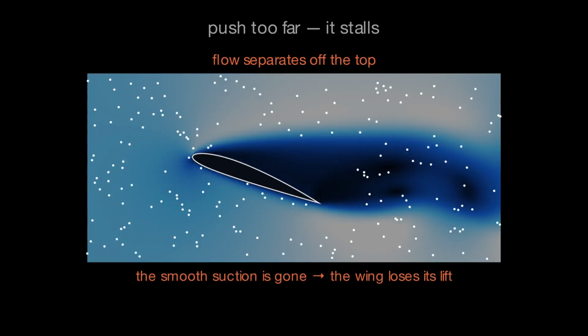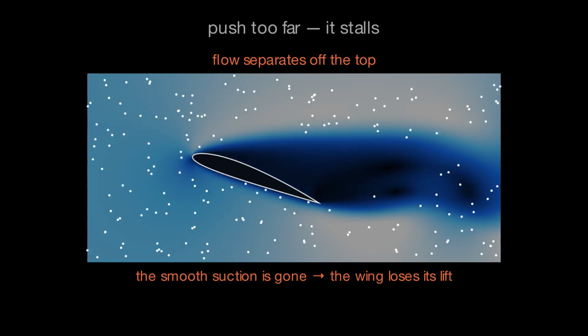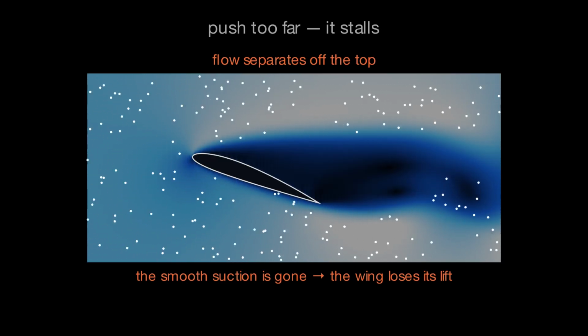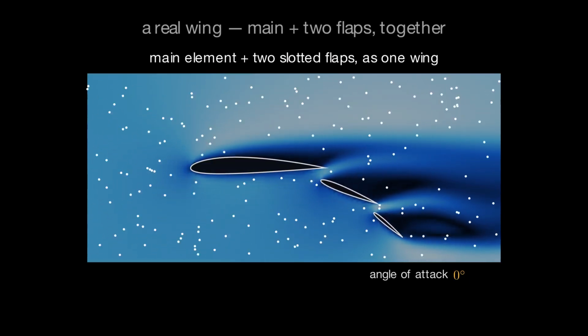Tilt it too far, and the air can't cling to the top anymore. It breaks away into a messy wake. The smooth suction is gone, and the wing loses its grip on the air. That's a stall.